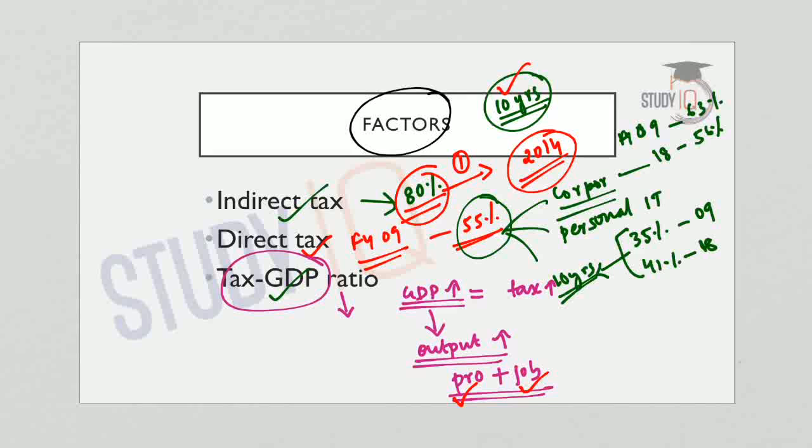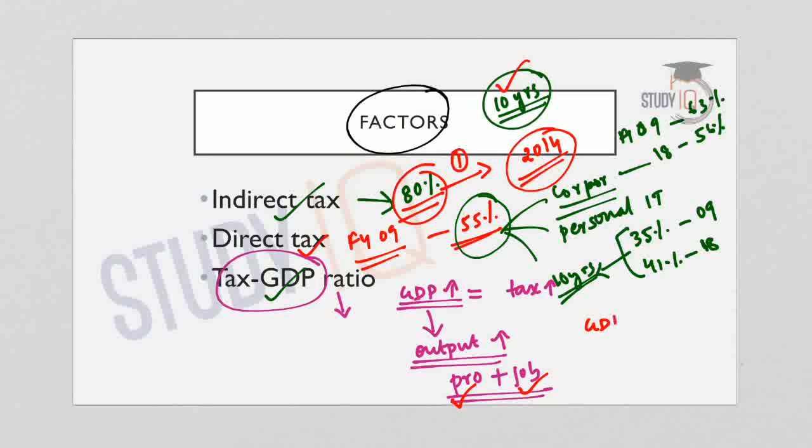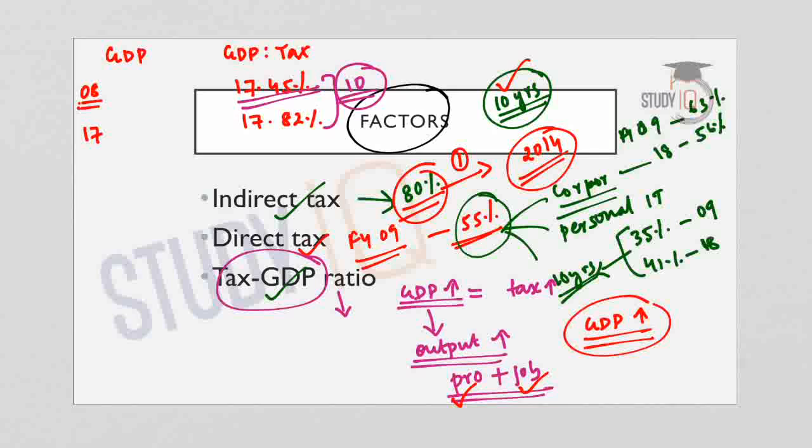But this is not the case with India. In India, even though GDP has been on a rise, the tax to GDP ratio is not comparable with other best players around the globe. Now, if we compare it with some statistics, let us take GDP and GDP to tax ratio. In the financial year 2008, the GDP to tax ratio was 17.45%. But in 2017 financial year, it increased only marginally to 17.82%. That means over this 10 years, there has been only a marginal increase in the GDP to tax ratio.